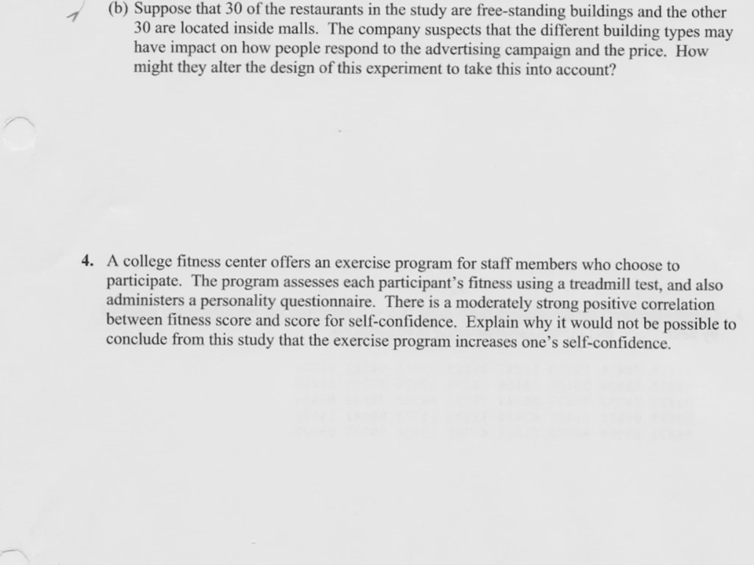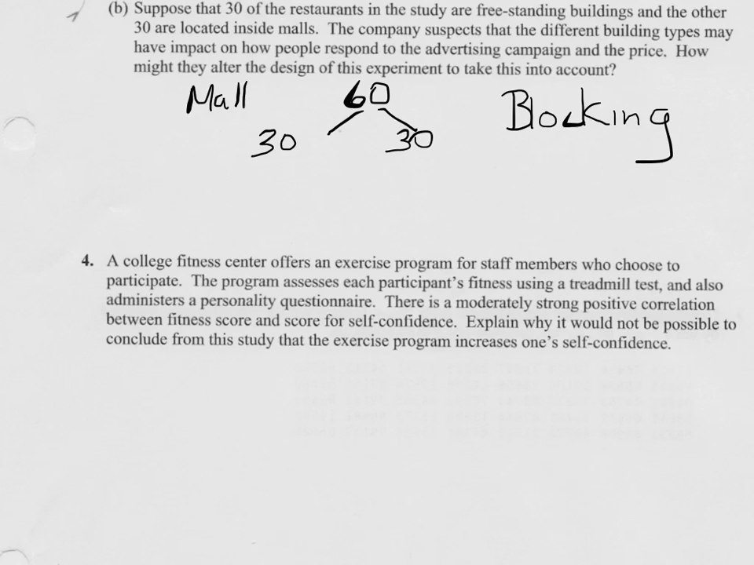Okay, one student had a brilliant idea. Doing a little diagram. We've got our 60 experimental units, our restaurants. We're breaking it into 2 distinct types of locations, one mall and one freestanding. Now what happens when you have experimental units that have different environments? We can do what's called block sampling or blocking. And this is a case of that. So, okay, we've got the 30 that are in the mall and the 30 freestanding.